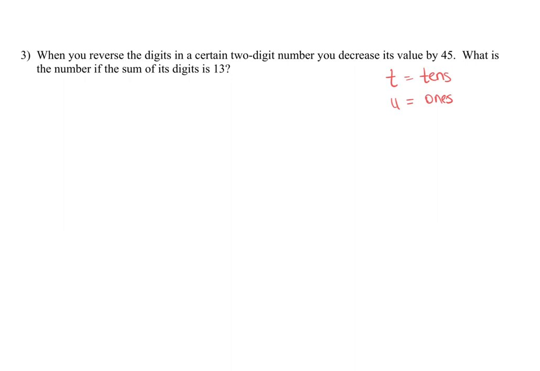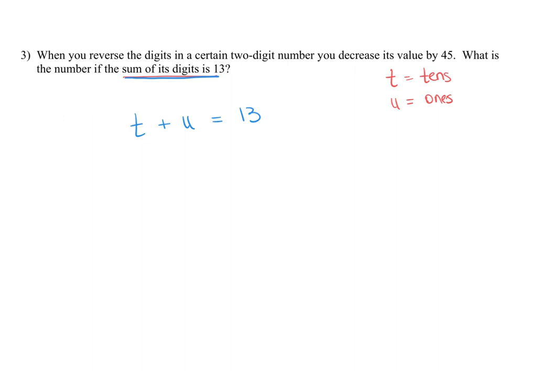I'm going to start with the sum of the digits because that's the easier of the equations. Sum of the digits means that I just add those together. T plus U is going to be 13. That's the sum of my digits. The other equation is a little bit different. If I reverse the number, I decrease its value by 45. So I have to take its original value and subtract what happens when I reverse it, and I should get 45. How do I find the value?